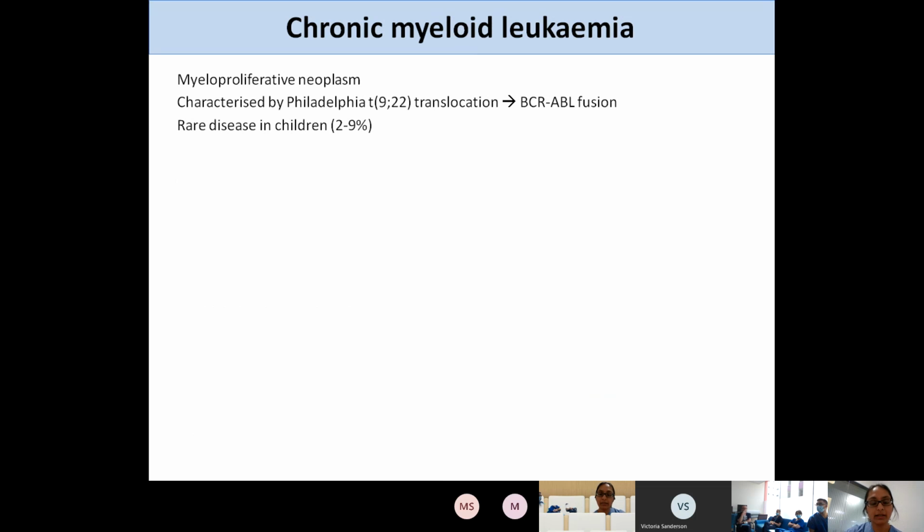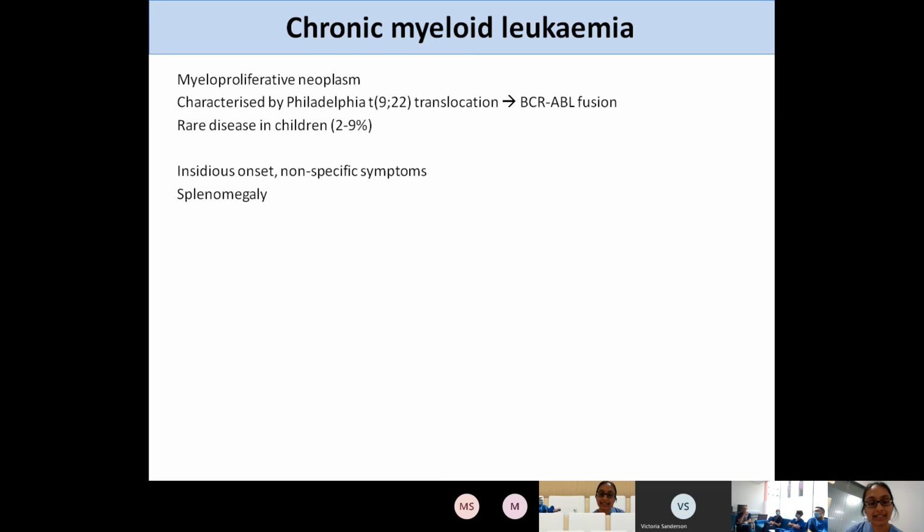So chronic myeloid leukemia is a myeloproliferative neoplasm which is characterized by the Philadelphia t(9;22) translocation, which results in a BCR-ABL fusion and a BCR-ABL fusion protein product, which means that the ABL tyrosine kinase, which is an oncogene, is always turned on. It's a rare disease in children, and we see it in about 2% of children under the age of 15 and about 9% of children between 15 and 19. So we're quite unlucky to get 2 CMLs in the space of about 3 months.